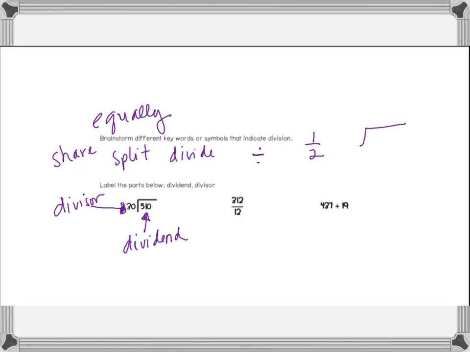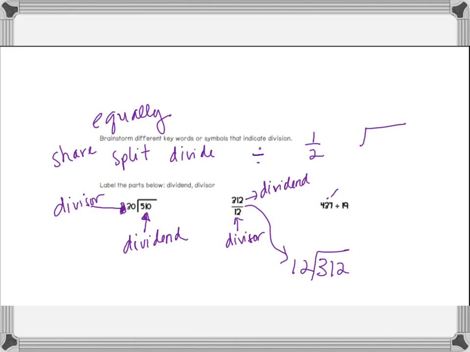Now, with a fraction, this is also division. Our top number is our dividend. This is the number that we are separating. Our bottom number is our divisor. One way you can remember this is you can think the top dog goes in the house. So when you set this up as a division problem, it's 312 divided by 12.